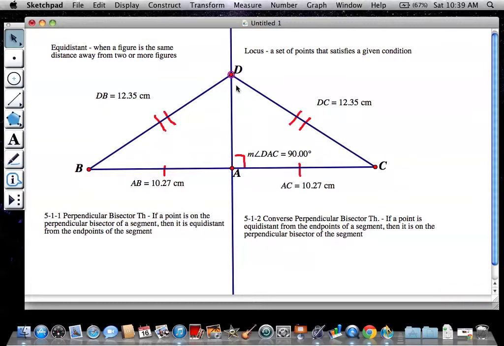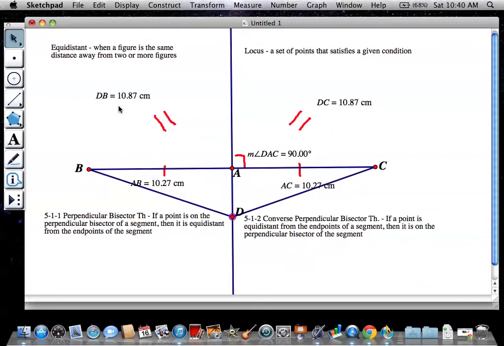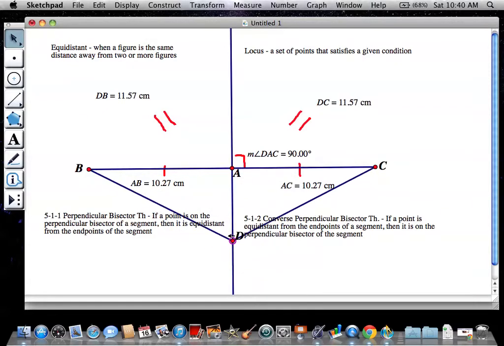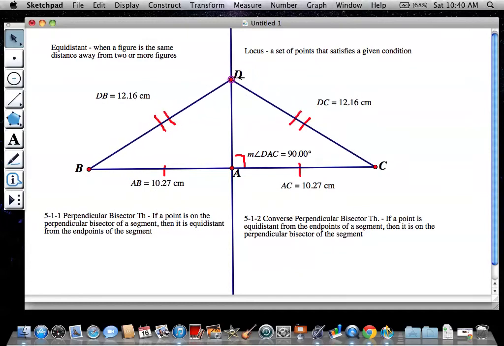If it's on a perpendicular bisector, then the distance from that point to the endpoints stays the same. Notice 12.35, 12.35. I can go all the way down to the bottom here, 10.87, 10.87. It makes no difference. I can move it up and down on the perpendicular bisector, and the lengths are congruent. So that's the perpendicular bisector theorem.